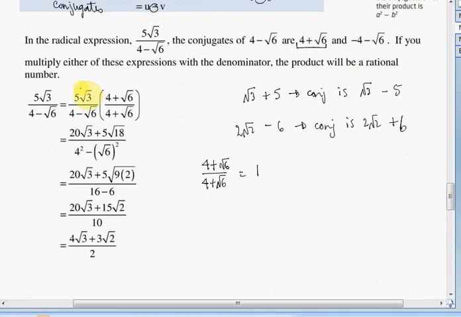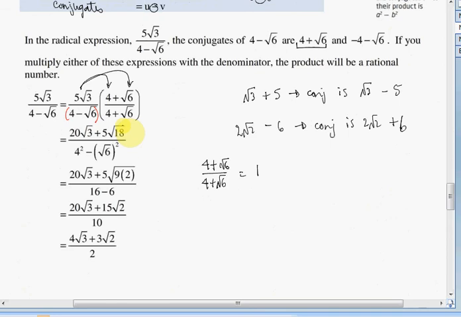Alright, so we're going to use the distributive principle to multiply the numerator. And you really should put the denominator in a bracket because you are actually going to be multiplying two binomials together. Okay, so we use our shortcut for the denominator. We're going to go first term 4 squared minus our second term root 6 squared. Our numerator, we're going to go 5 root 3 times 4 to get 20 root 3, and 5 root 3 times root 6 to get 5 root 18.